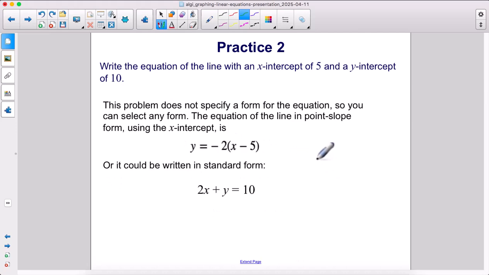This problem does not specify a form for the equation, so you can select any form. The equation of the line in point-slope form, using the x-intercept, is y equals negative 2 times (x minus 5). But you could also write this in standard form, 2x plus y equals 10.